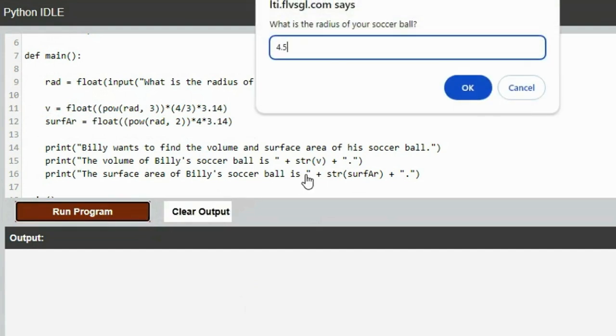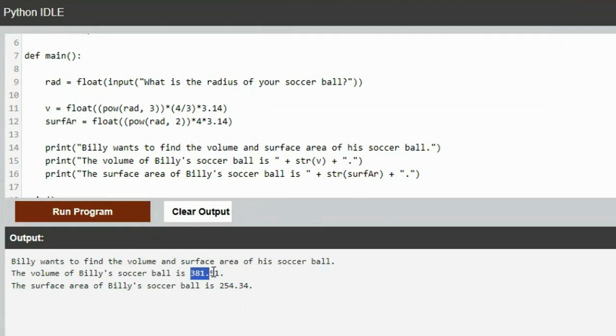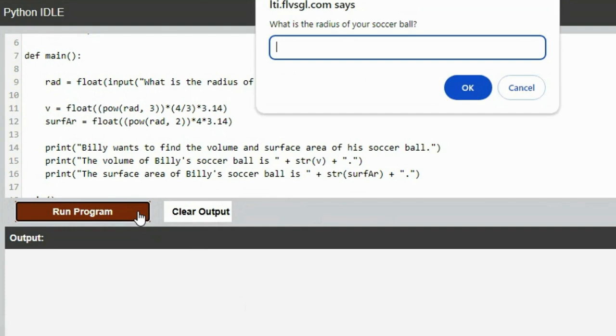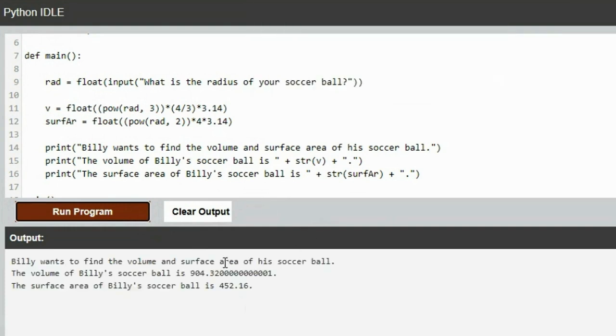So if I said 4.5, there's the 381.51. There's a 254. But what if I had a different size soccer ball? I had one that was 6. Now it would calculate that for a 6 radius. So, all right. So that's just what it should have looked more like. Should have had the input statement and the correct calculations.